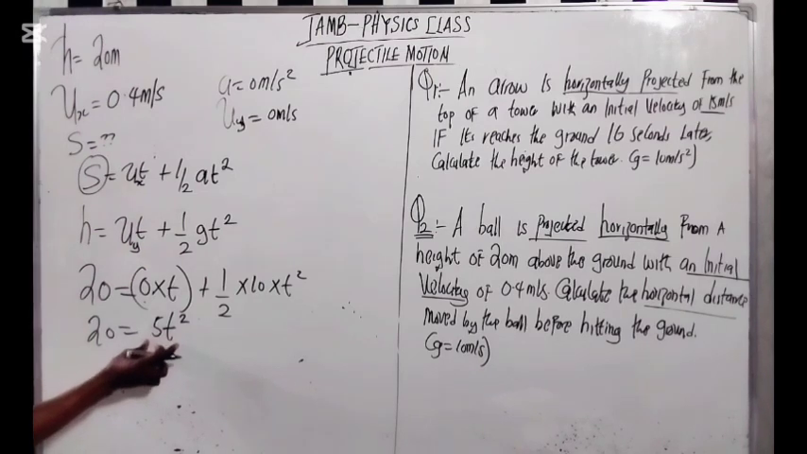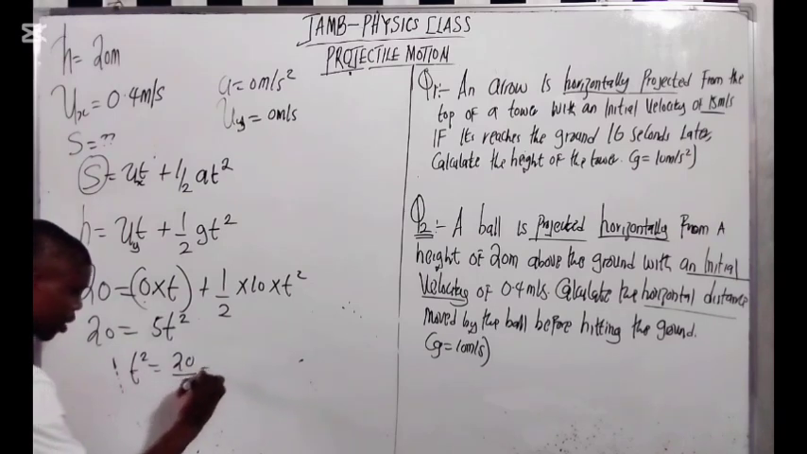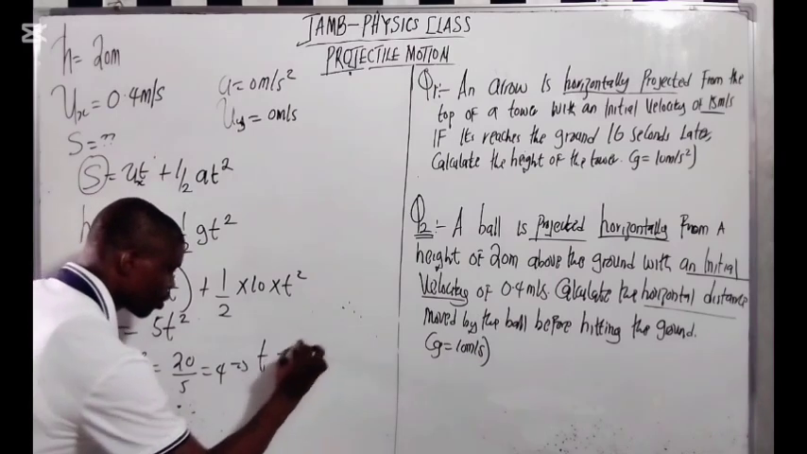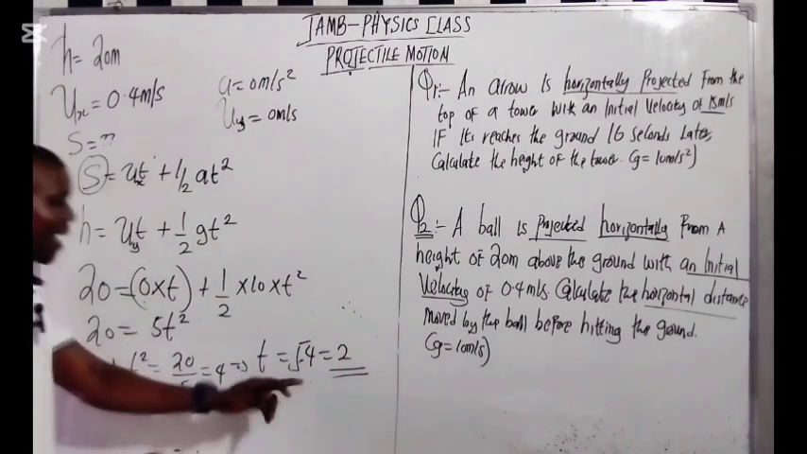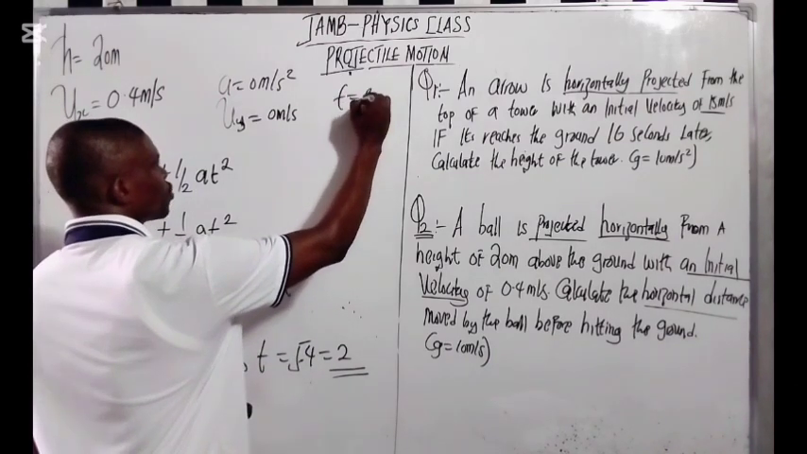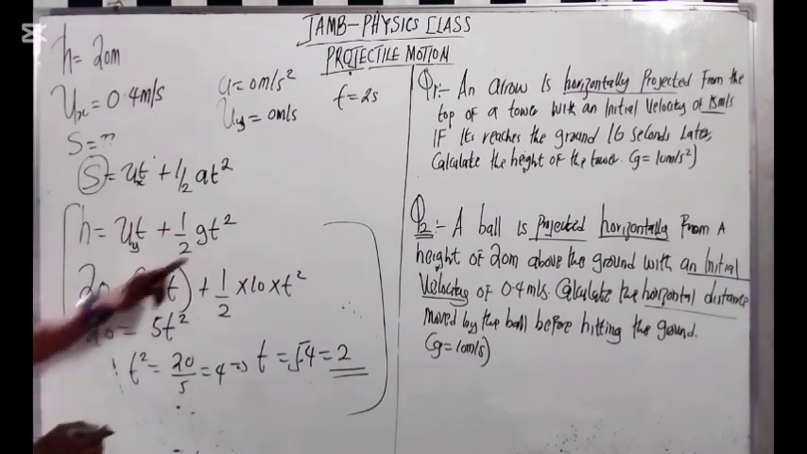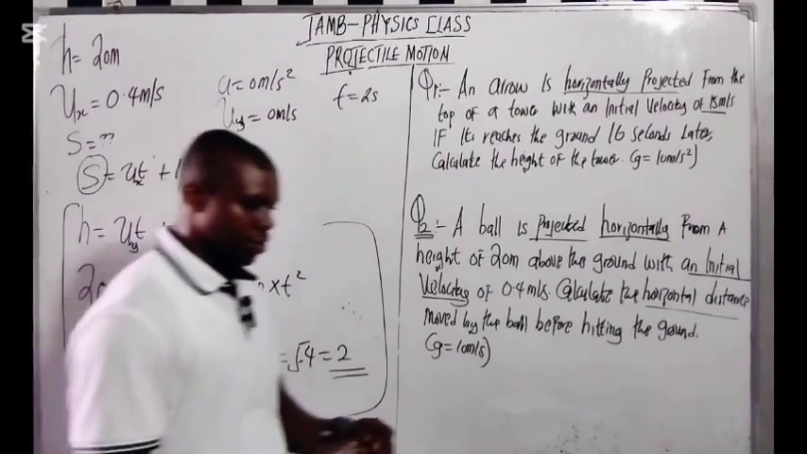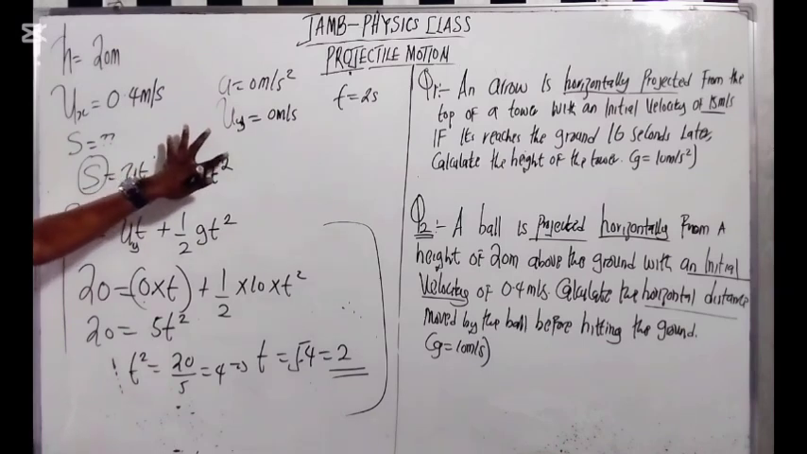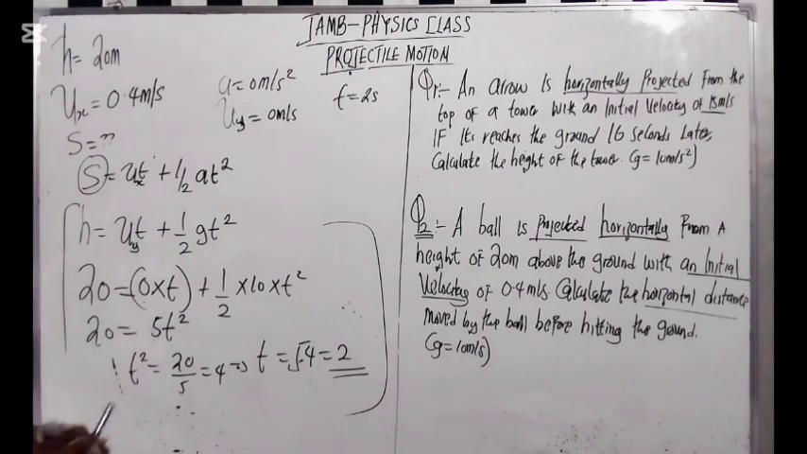To make t the subject of the formula, divide both sides by 5. Here we have t squared equals 20 over 5, which gives 4, right? So what does this mean? It means t equals the square root of 4, which is 2. So my t, which is your time, is 2 seconds. I've already calculated the time it takes to hit the ground. Now let's start solving the next part. Pause the video and take this down so we can solve this.